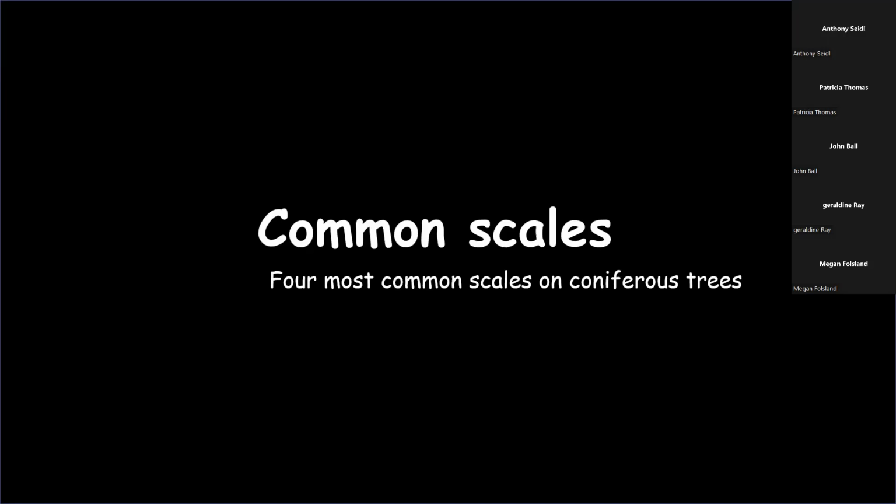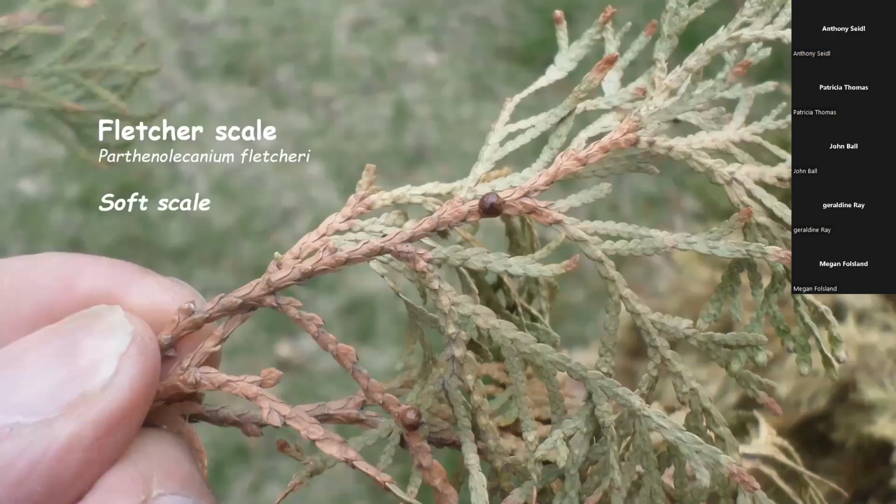Let's take a look at some common scales for coniferous trees. Fletcher scale. See that little dot? Actually, several dots on this. Those are Fletcher scales on arborvitae. Now, this is a soft scale. So what you're going to find here is stickiness and sooty mold.